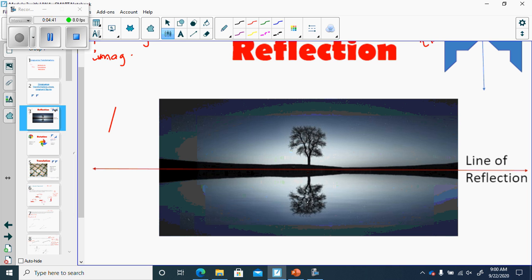Okay, this is a reflection. It is a congruence transformation that creates congruent images. This is your pre-image, where you start. This is your image, what you get afterwards.